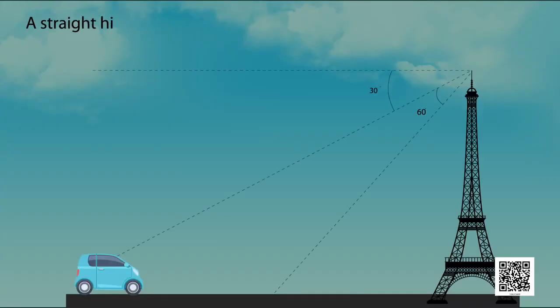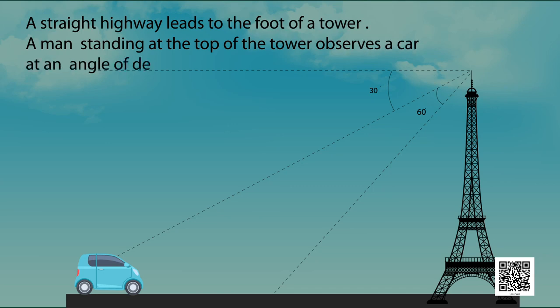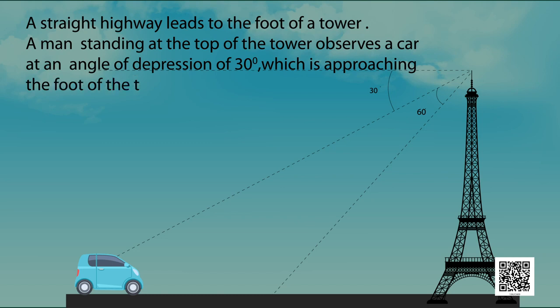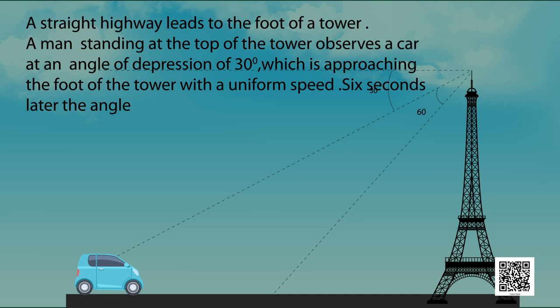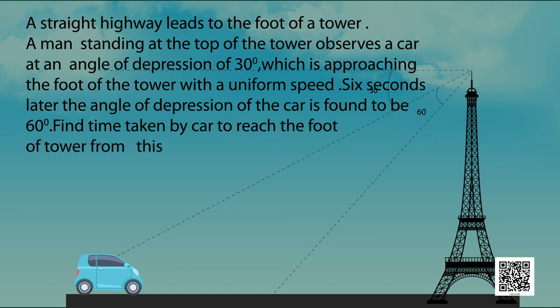A straight highway leads to the foot of a tower. A man standing at the top of the tower observes a car at an angle of depression of 30 degree, which is approaching the foot of the tower with a uniform speed. 6 seconds later, the angle of depression of the car is found to be 60 degree. Find the time taken by the car to reach the foot of the tower from this point.